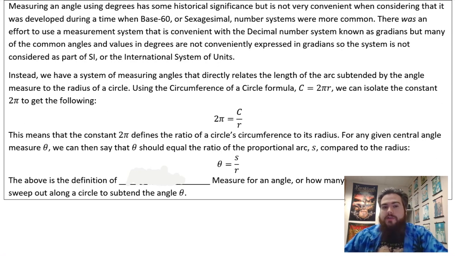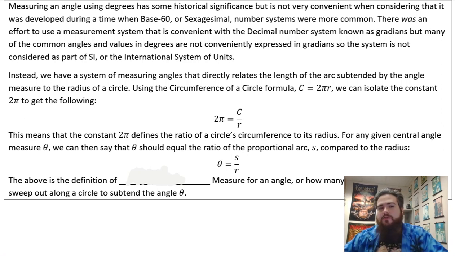If you recall the circumference of a circle formula, which is C equals 2 pi times r, or the radius, we can isolate the constant of 2 pi to get the following. 2 pi equals C divided by r. This is what happens when you divide both sides by the variable r. This means that the constant 2 pi defines the ratio of a circle's circumference to its radius.